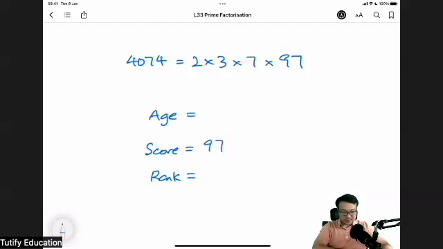Now, if his exam score is 97, what do you think is his rank and his age? You already use up this number, so you have 3 more numbers left. So you want to combine which numbers to get the age? 2 times 7. Okay, 2 times 7. And then we have 14 years old. Okay, that means he's in secondary school. Very good. And what is the last remaining number that we have not used?